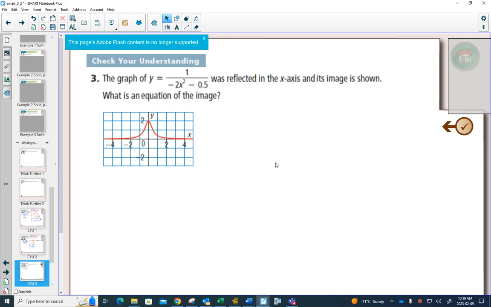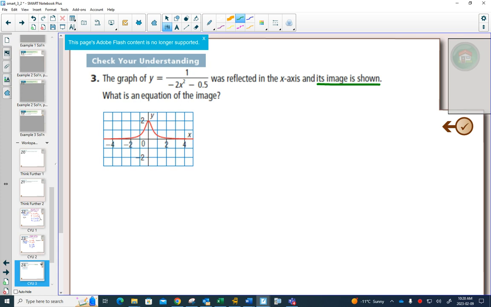Math is also a subject where you have to read things carefully. So this question says the graph of y equals 1 over negative 2x squared minus 0.5, which, when you see that equation, your head should have no graph. You'd be like, I have no idea what that looks like. Okay? Was reflected in the x-axis, and its image is shown.